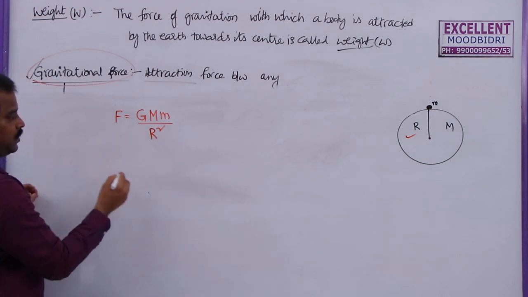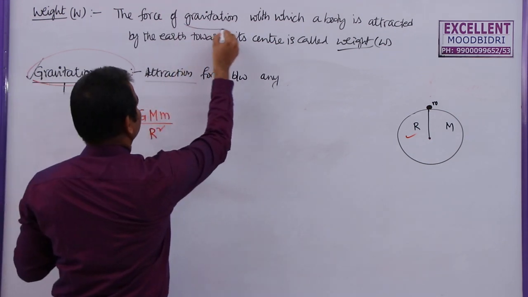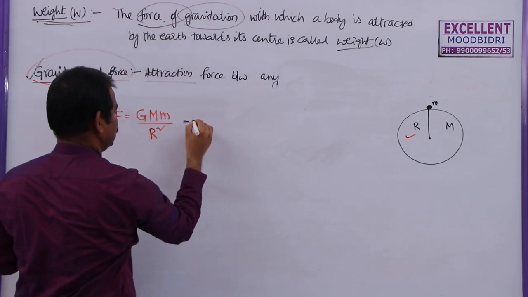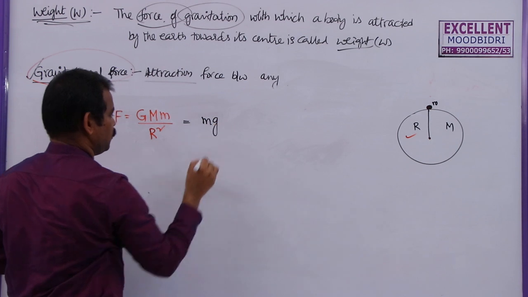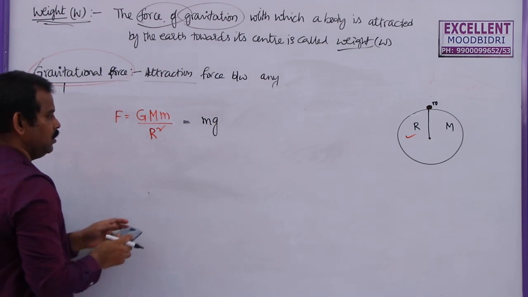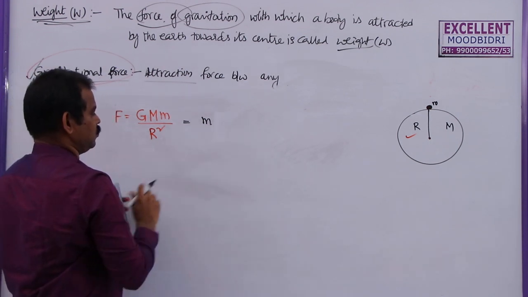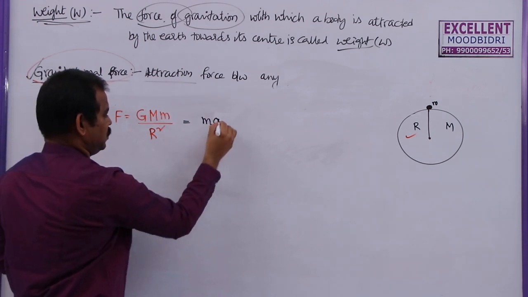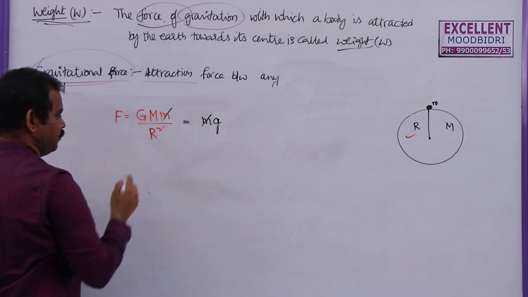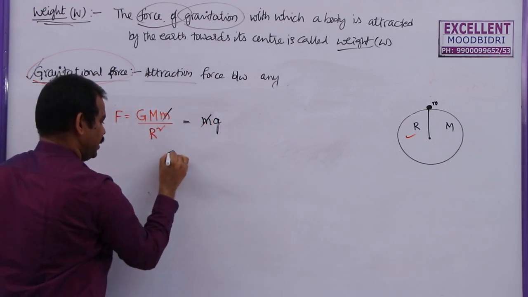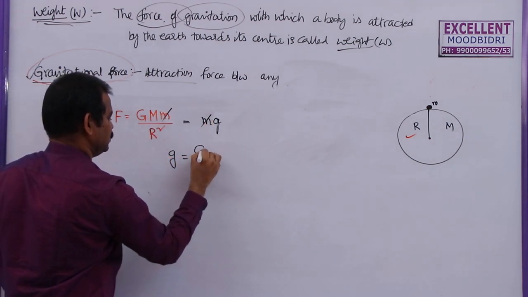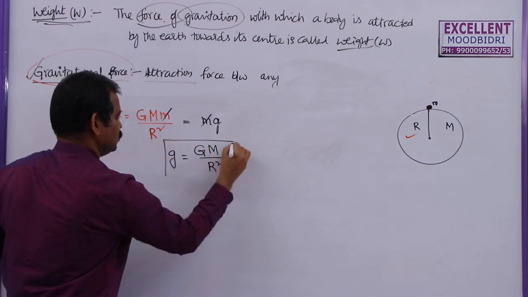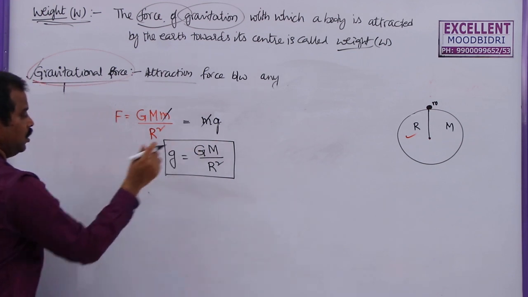So this is the force of attraction. This force is also called the weight of the body. So this is equal to the weight of the body. F is equal to ma according to Newton's second law, but here a is equal to g. So this is mg. Now you can cancel m and m. So what is this small g value here? This is capital G, capital M by r square. So this is the relation between small g and capital G.